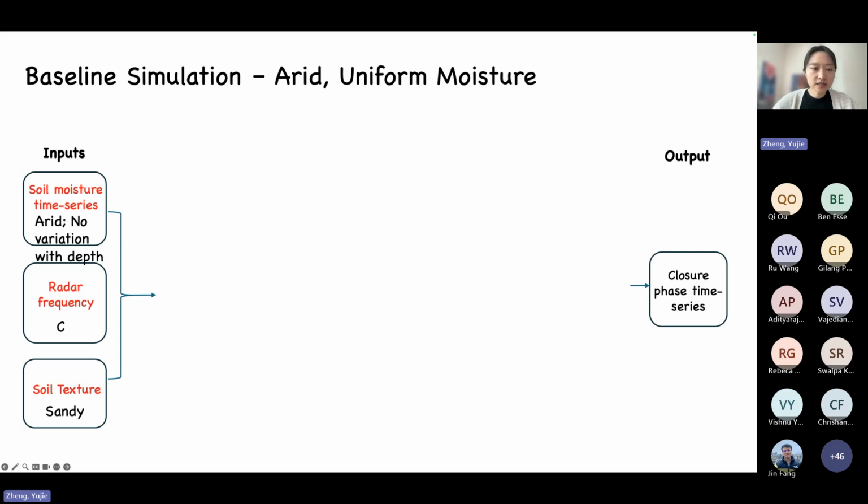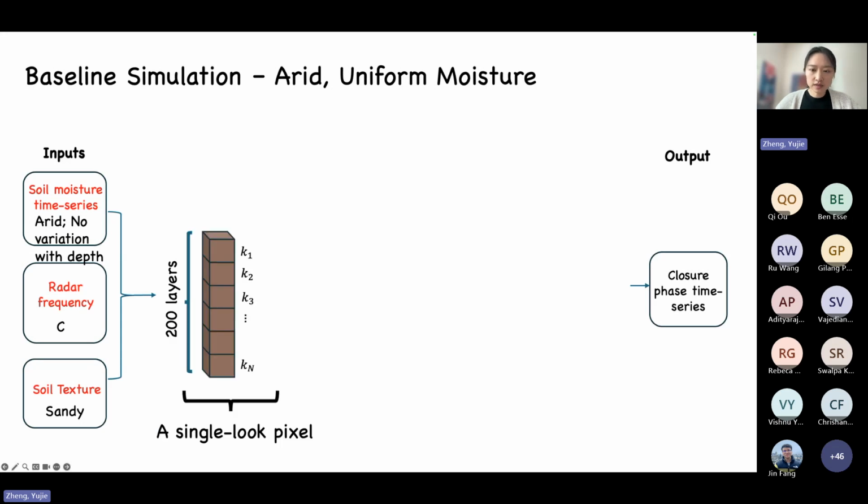So for the baseline simulation, we'll assume an arid environment, and we'll assume uniform moisture with depths. So that means there is no moisture variation with depths, and we'll assume a sandy soil texture. So we'll first convert these inputs into dielectric constant using a standard empirical model, which can then be converted to the effective wave numbers for each of these layers. Because if we're assuming uniform moisture with depths, in this case, the wave numbers are actually the same across all the layers for any given time.